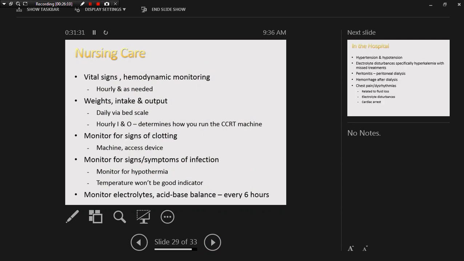All right, so what's your nursing care? Obviously, vital signs. Even though this is a slow, continuous removal of toxins and excess fluids, their blood pressure can still drop, so we need to make sure we're monitoring it at least hourly or as needed. Daily weights is always important. Even though we're not taking as much fluid off as we do with hemo, we still need to make sure we're getting daily weights. Most often it's going to be a bed scale because these patients are not getting up. Adequate I&O. It is the most important component as far as how you run the CRRT machine.